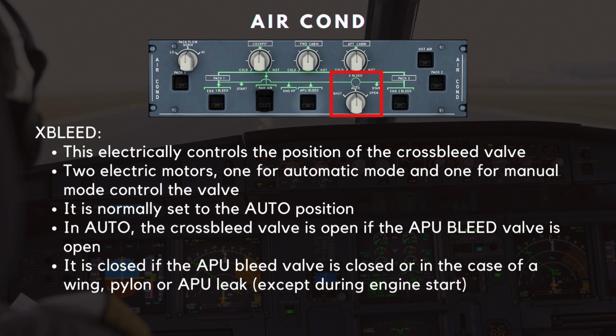Next up is the crossbleed selector. This electrically controls the position of the crossbleed valve using two electric motors, one for automatic mode and one for manual mode. It is normally set to the auto position. In automatic mode, the crossbleed valve is open if the APU bleed valve is open. It is closed if the APU bleed valve is closed or in the case of a wing, pylon, or APU leak, except during engine start.